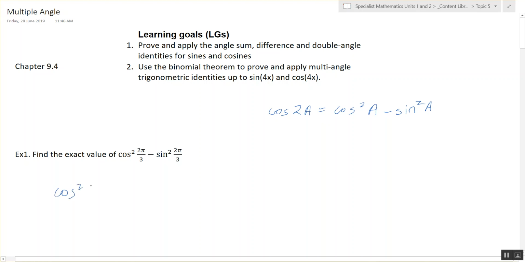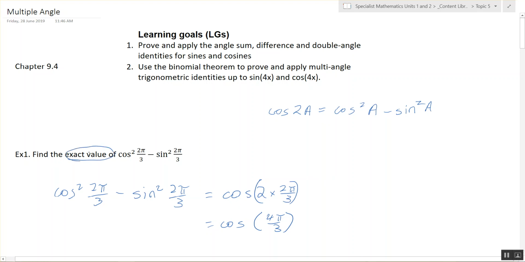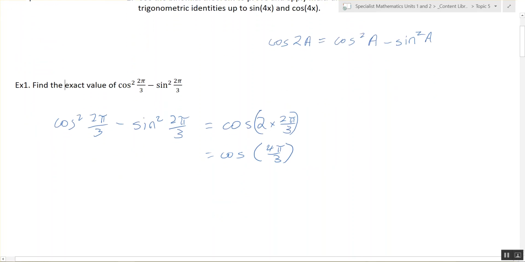So cos squared 2 pi over 3 minus sine squared 2 pi over 3 equals cos 2 times 2 pi over 3, which is cos 4 pi over 3. And the question's asking us for the exact value. So this usually is a hint we need to use special triangles or the unit circle.